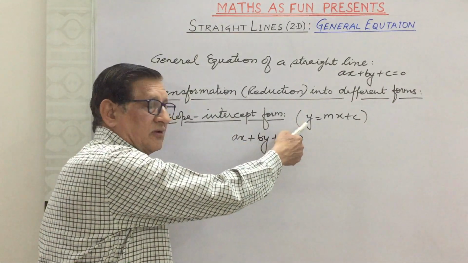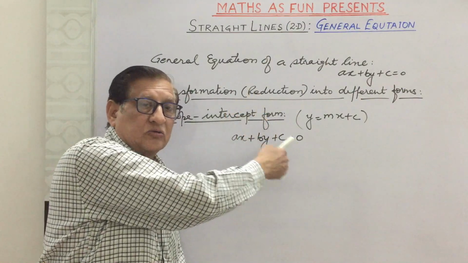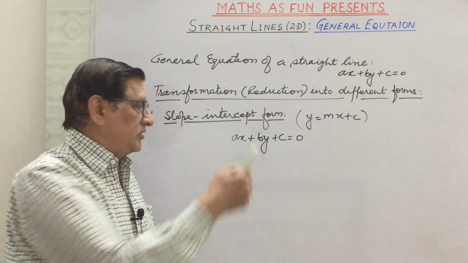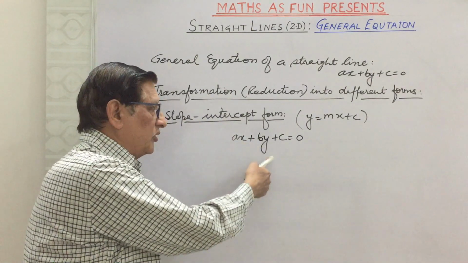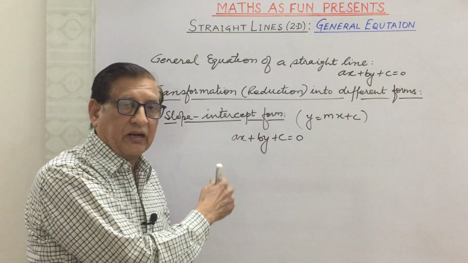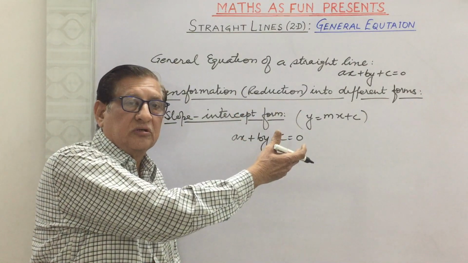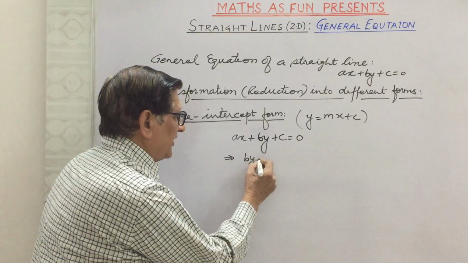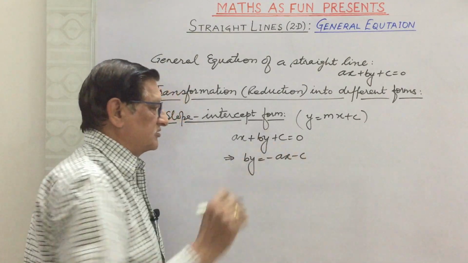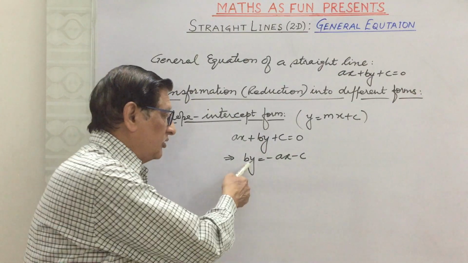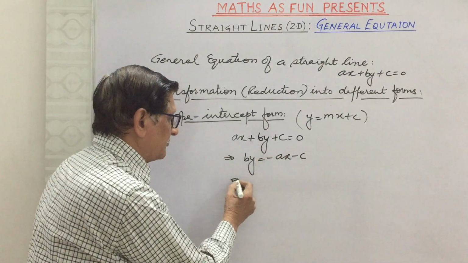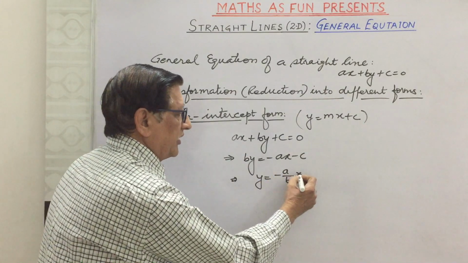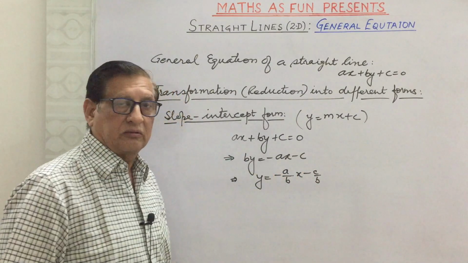What we are finding here? We are finding that only y is on the left and other two terms are on the right side. So here also we will do the same thing. We will keep only the term with y here on the left and other two terms on the right we will transpose. So we are finding here by equal to minus ax minus c. Now we want only y. So we will divide the equation by b and we are getting y is equal to minus a upon b into x minus c upon b.